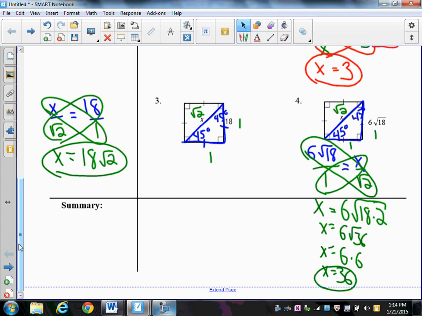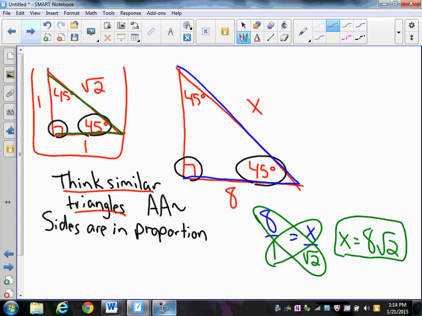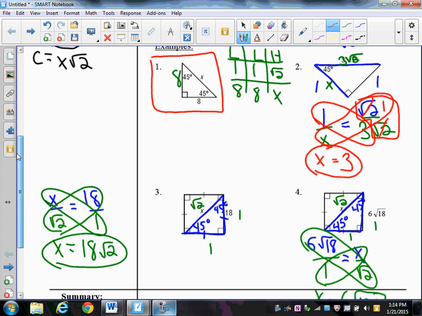Like I said, hopefully that made sense. Think back to similar triangles if you're stuck. This is one triangle, and it's similar to all those triangles, numbers 1 through 4. And hopefully that would be enough to make sense for you.